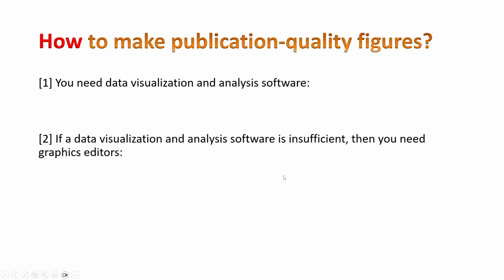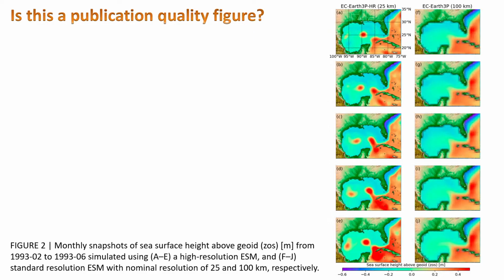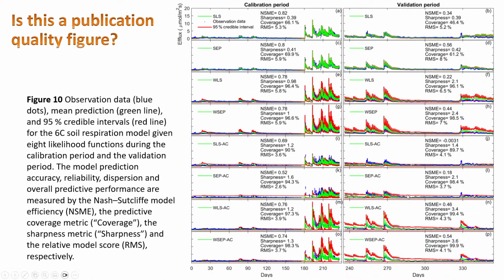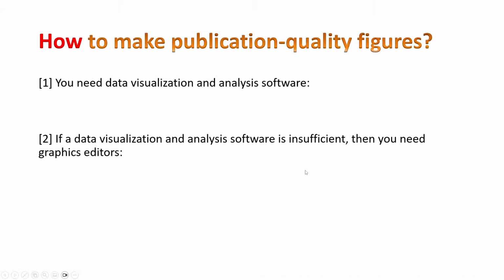Okay, now the last question. So now we know why we need a publication quality figure, and what a publication quality figure is. How to make a publication quality figure? You need a lot of software, like for these figures that I did. This one, for example, I did with Python. This one I did with MATLAB. But in addition to Python and MATLAB, you might also need some graphic editors. So you need visualization analysis software.